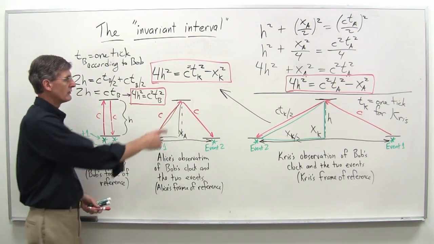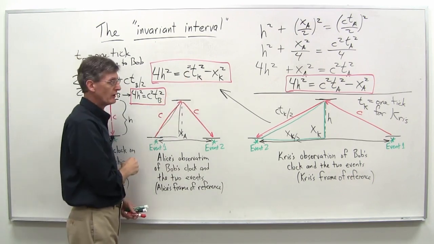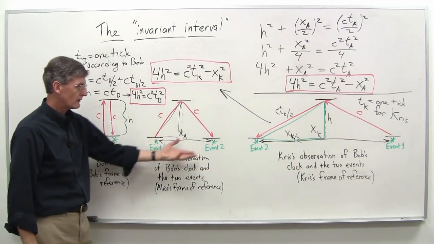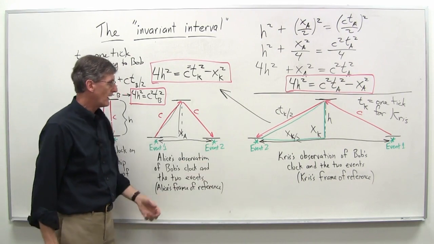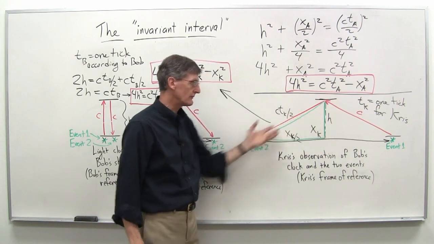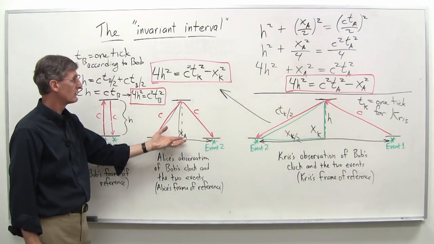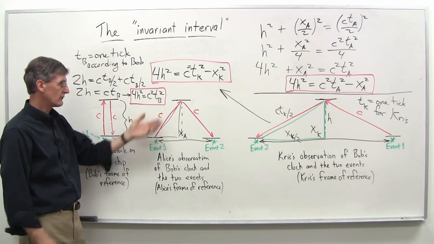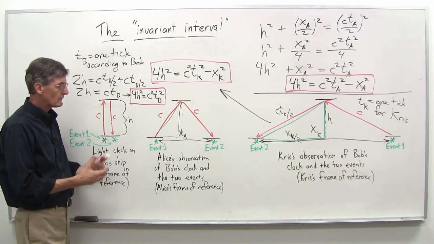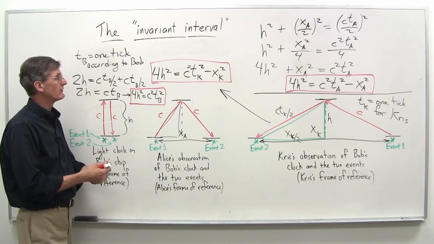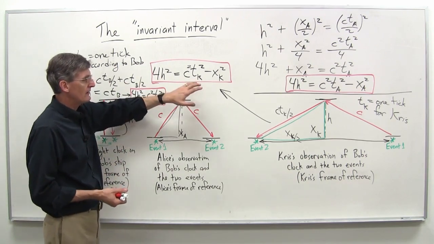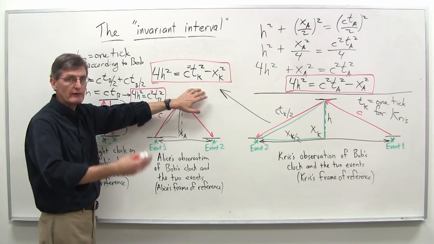And so what does that mean? It means c squared t sub k squared minus xk squared is the same as c squared ta squared minus xa squared, even though xa clearly is very different from xk, and t sub k is very different from t sub a, because t sub k is 1 tick for Chris. Clearly it's longer than Alice's tick, ta being 1 tick for Alice, which is clearly longer than 1 tick for Bob here, tb there. Yet this quantity, known as the invariant interval, is invariant from one frame of reference to another.